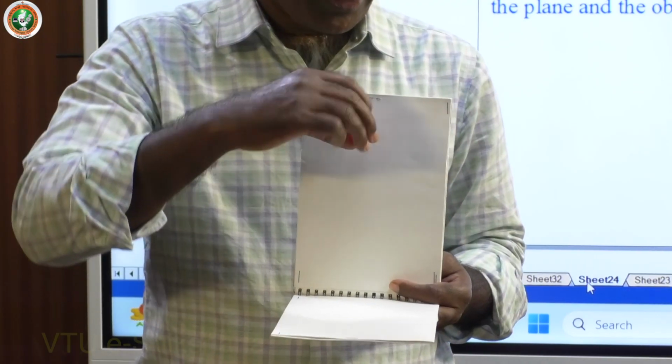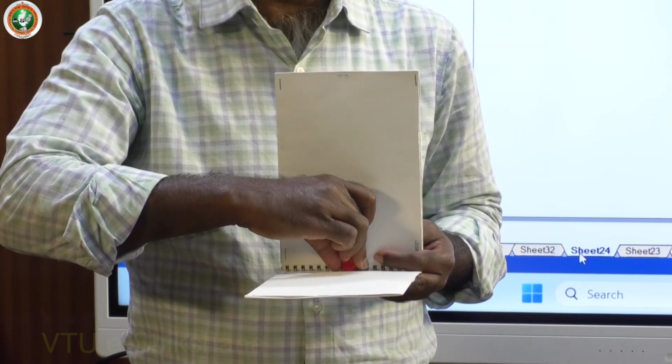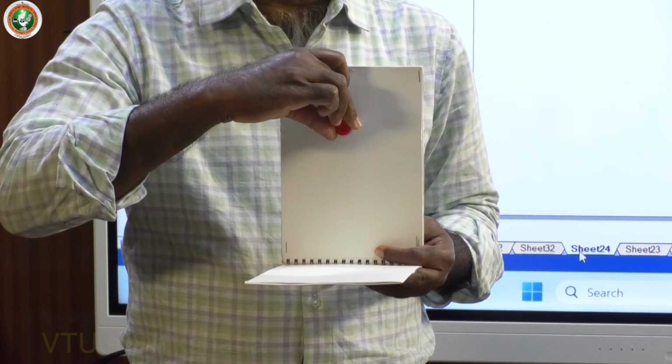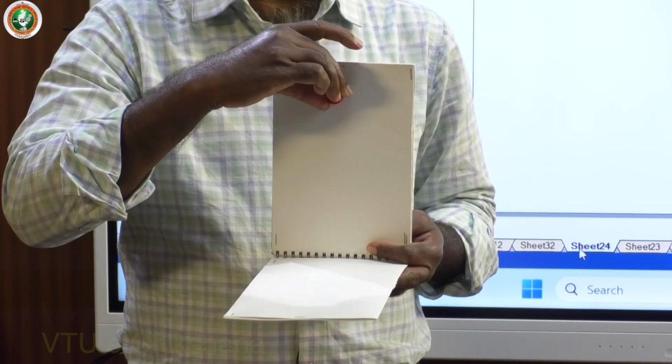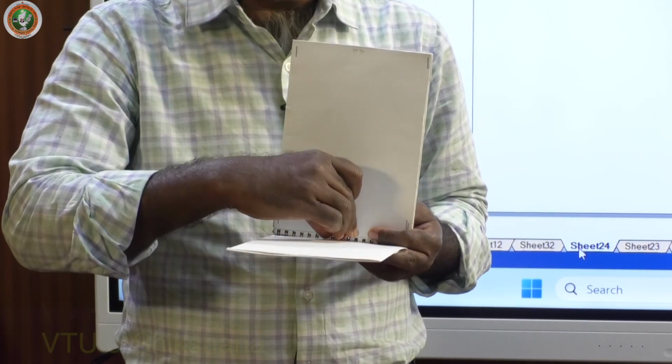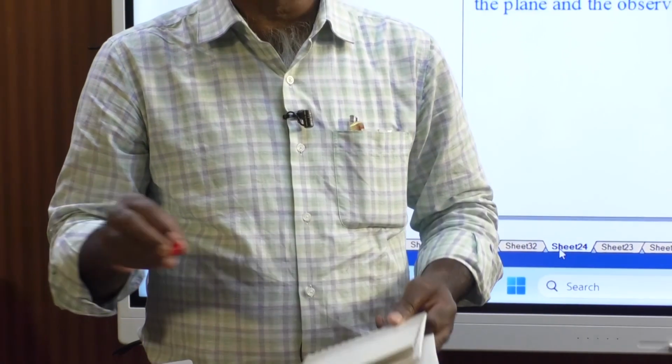Similarly, whenever there is a point on VP, the corresponding top view is on the XY line. If it is 30 mm in front of VP, you get it 30 mm below the XY line. Here it is zero distance because it is on VP, so you will get it on the XY line. This also I will explain with a particular problem.